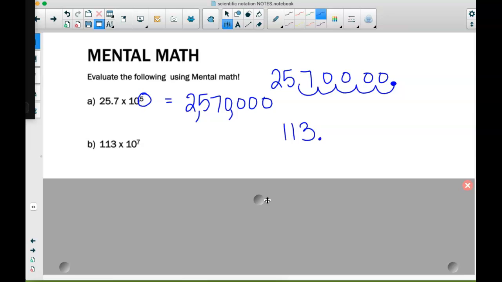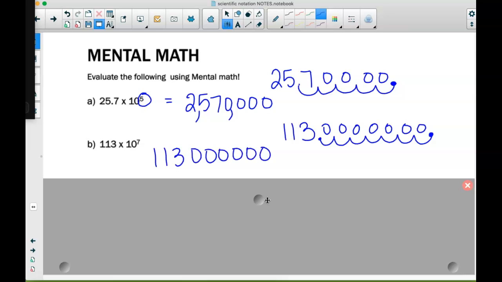So there's my decimal. I need to move it 7 places. 1, 2, 3, 4, 5, 6, 7. And that means I need 7 zeros in this case. So the number is 1,130,000,000.